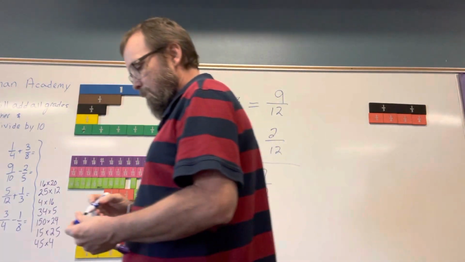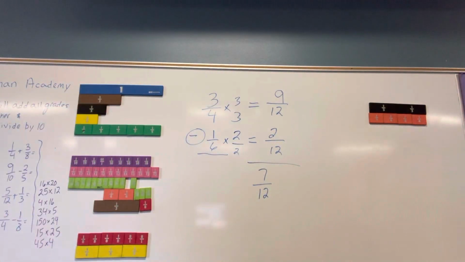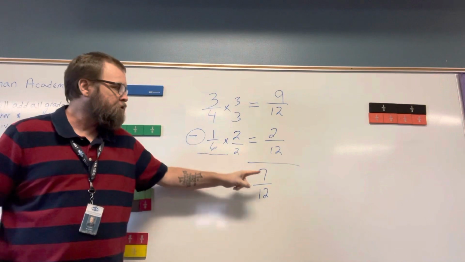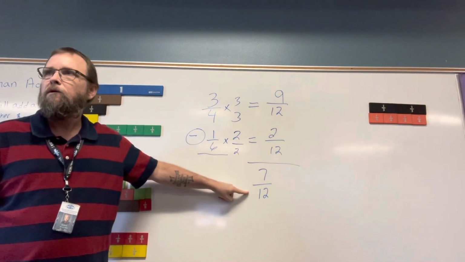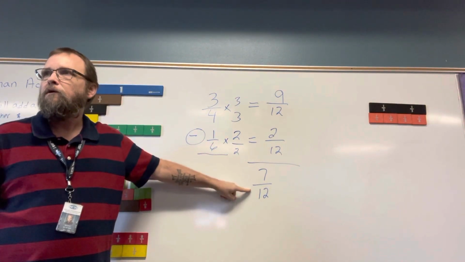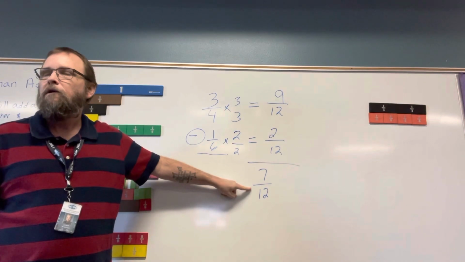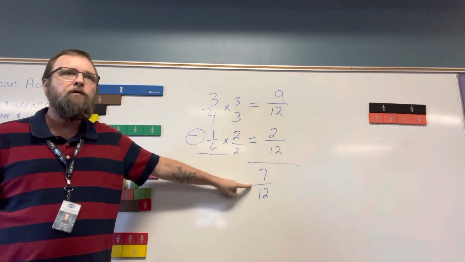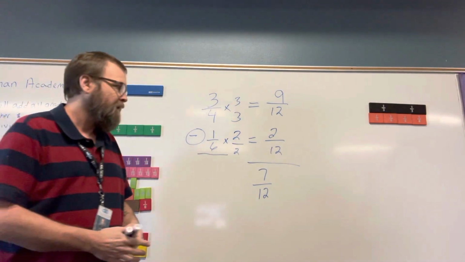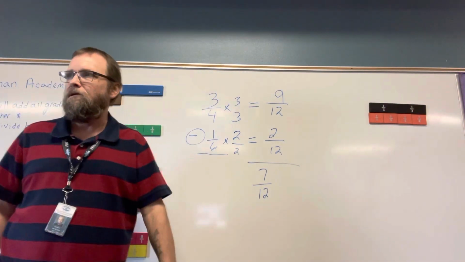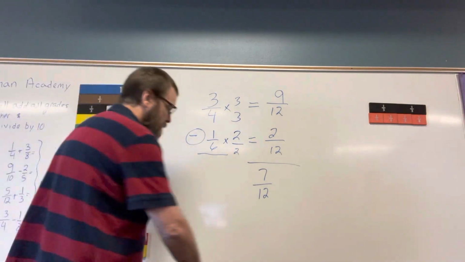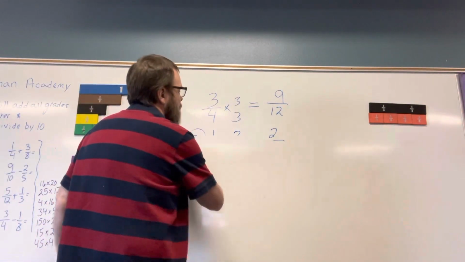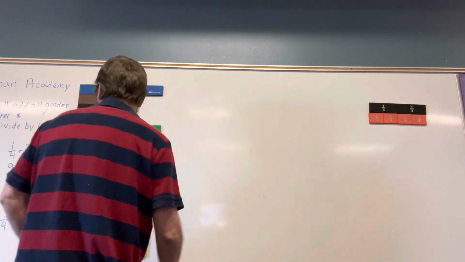Now I need to ask myself, self, can that be simplified? Well, let's look. I can't use 1. Does 2 go into 7 and 12? 3 go into 7 and 12? 4 go into 7 and 12? 5 go into 7 and 12? 6 go into 7 and 12? 7 go into 7 and 12? No. And I can stop at 7 because that's my biggest number.